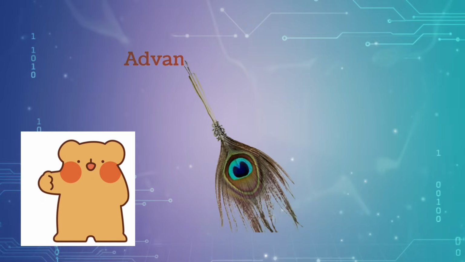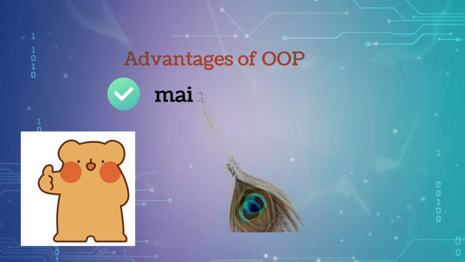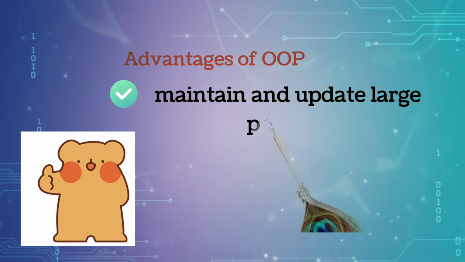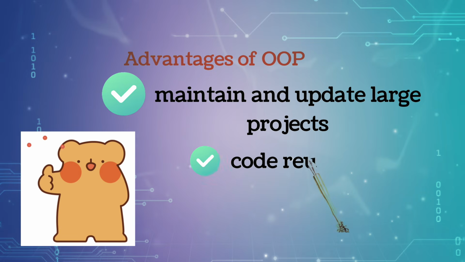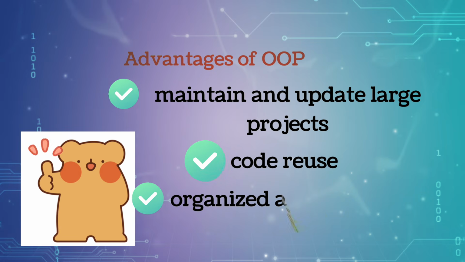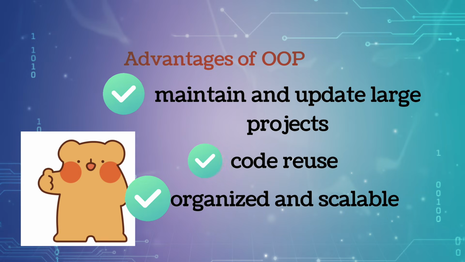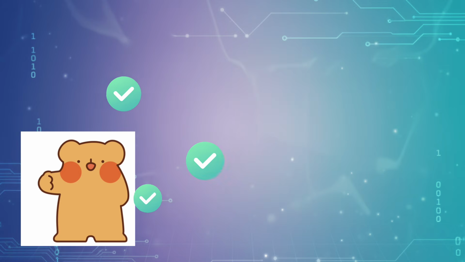Here are the advantages of OOP. It is easier to maintain and update large projects. It also encourages code reuse through classes and inheritance. And it makes complex systems more organized and scalable.